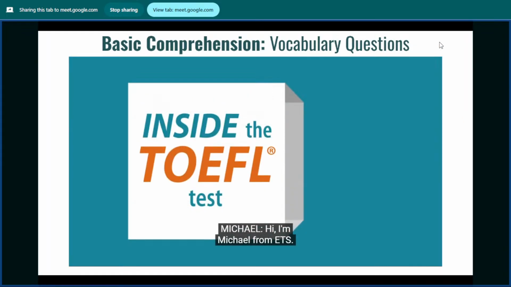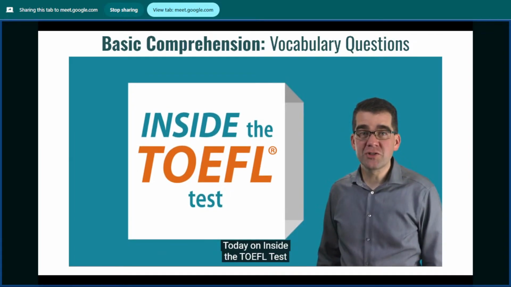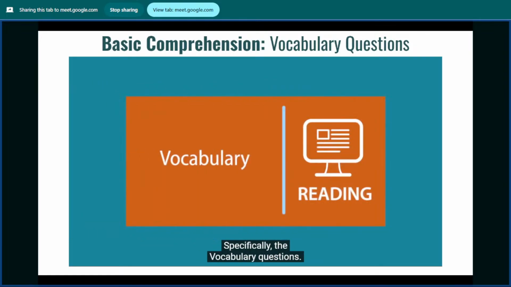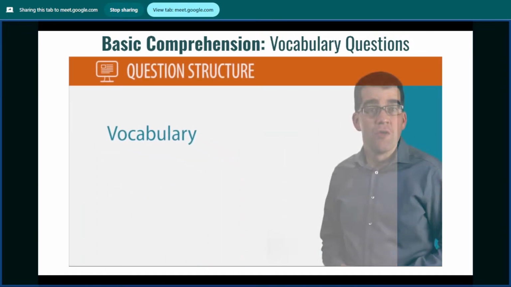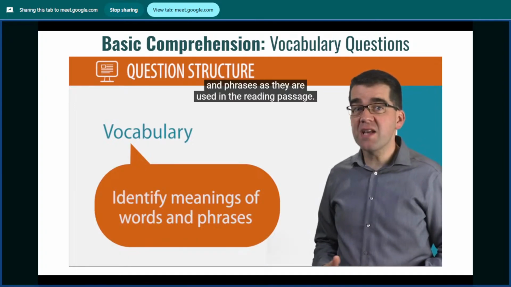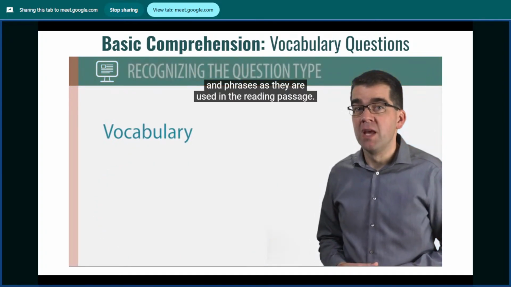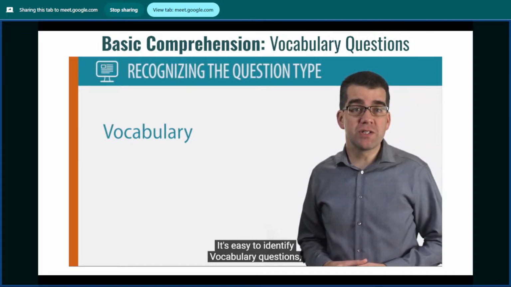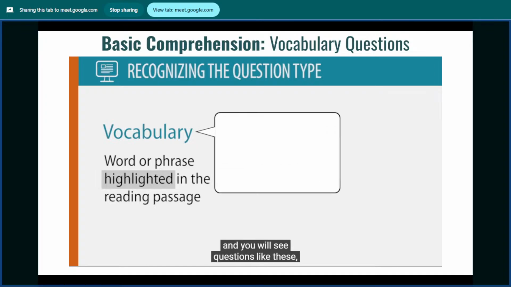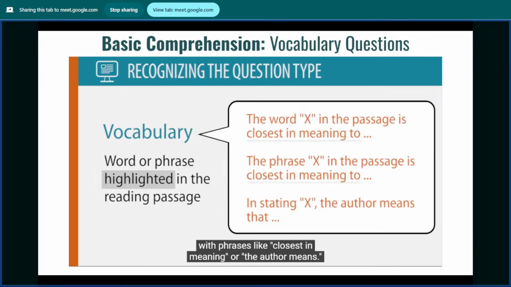Hi, I'm Michael from ETS. Today on Inside the TOEFL Test, we're going inside the TOEFL IBT reading section, specifically the vocabulary questions. Vocabulary questions ask you to identify the meanings of words and phrases as they are used in the reading passage. It's easy to identify vocabulary questions because there will be a word or phrase highlighted in the reading passage, and you will see questions like these, with phrases like closest in meaning or the author means.